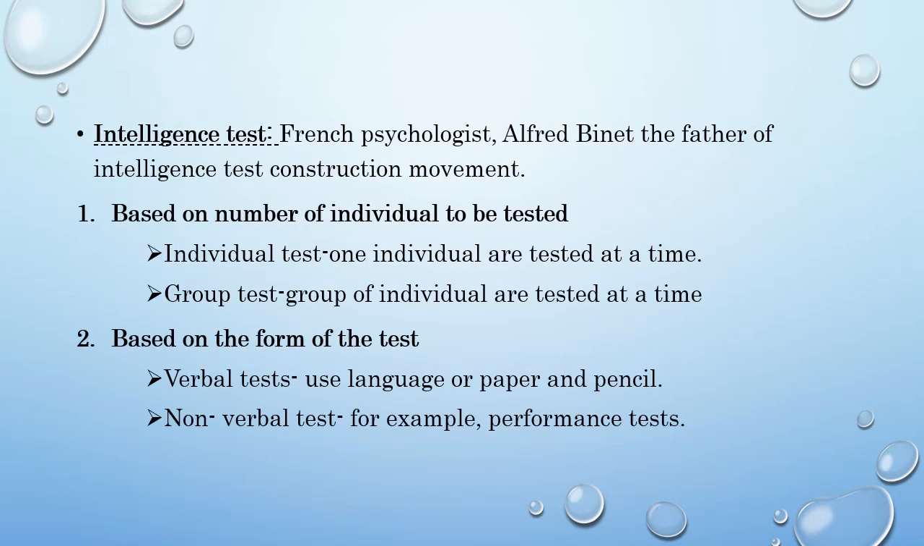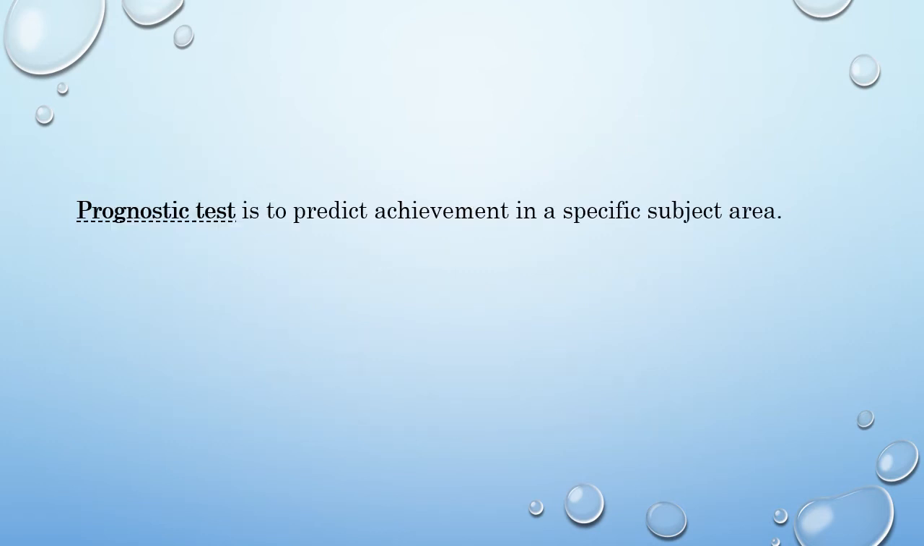Next, intelligence test, which we have seen in the last lecture in detail, so you can refer to that. First is based on the number of individuals to be tested, that may be individual test and group test, and second is based on the form of the test, that is verbal test and non-verbal test. Then next is prognostic test. It is a predictive achievement in a specific subject area.